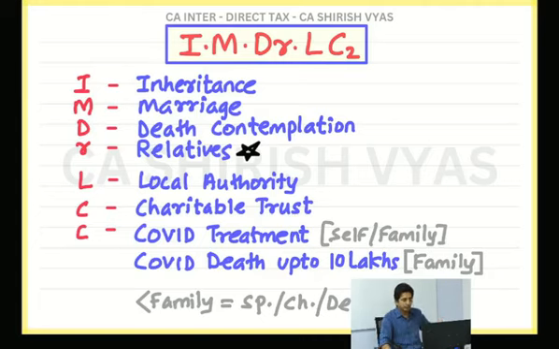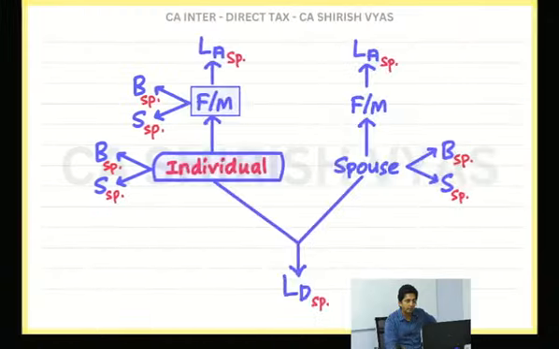Okay. Now the next point is, what do you mean by relative? See, why is the definition of relative important? Because only if I can prove that the gift was from a relative, it will be exempt. So now who is my relative? Look, see, this is a family tree. Everyone sitting on the tree, they are my relatives.